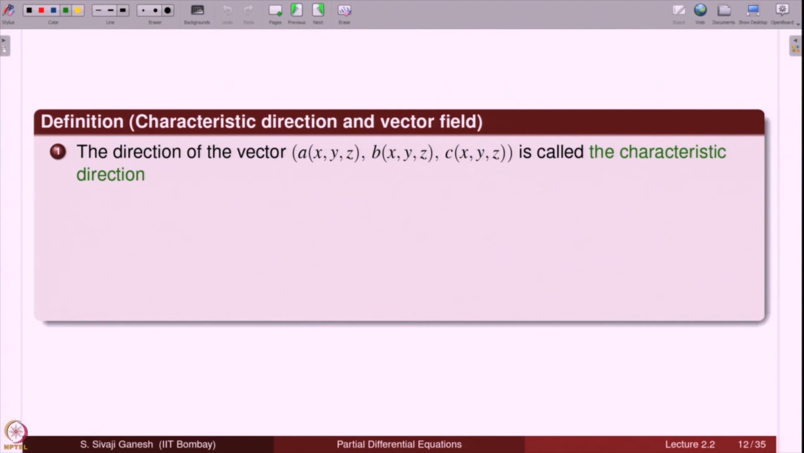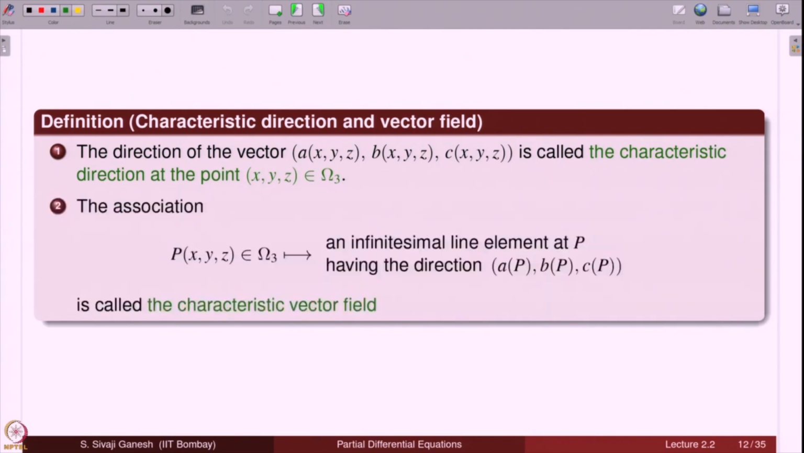Now, we are going to define characteristic direction and vector field. The direction of the vector ABC is called the characteristic direction at the point xyz in omega 3. Now, take a point in omega 3 and associate at that point an infinitesimal line element having this direction ABC. This association is called a characteristic vector field. Basically, vector field means you are associating a vector to each point.